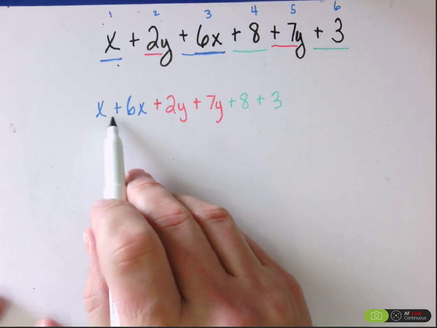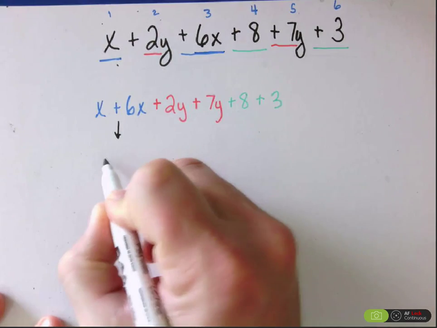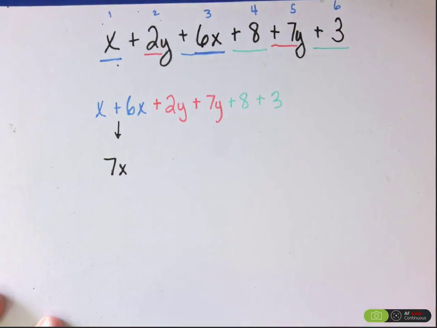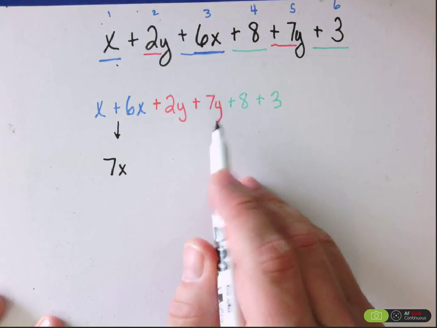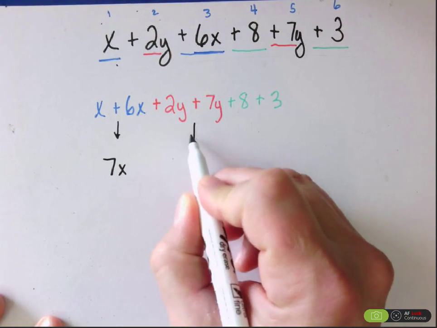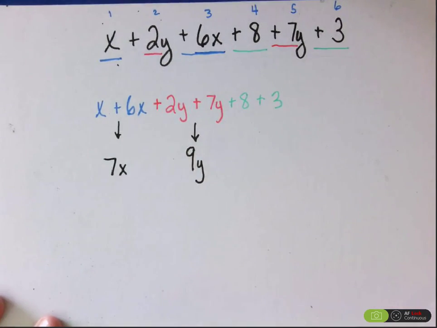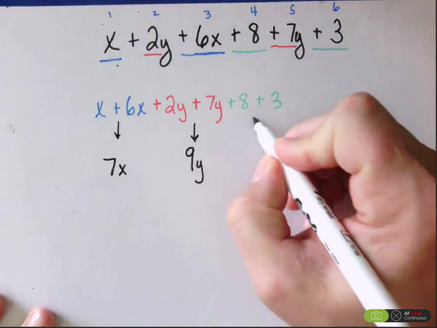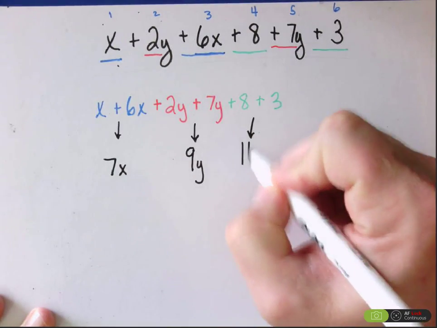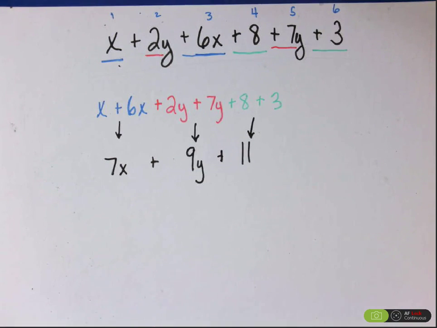If I have 1x and I'm adding 6 x's to it, that means I have 7 x's. If I have a positive 2y, so plus 2y, and I'm adding 7 more y's to that, 2y and 7y is 9y. Then if I have 8 and I add 3 more to it, 8 and 3 is 11, and they're all positive, so I just put a plus sign here. Okay, 7x plus 9y plus 11.